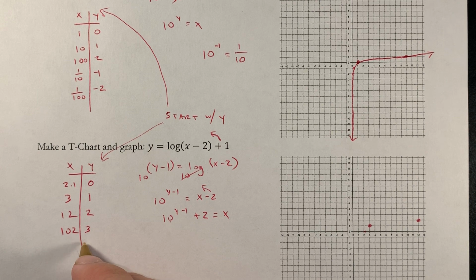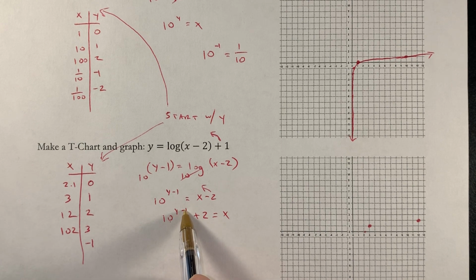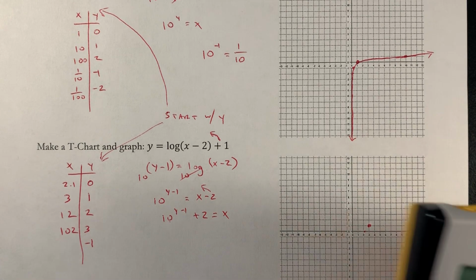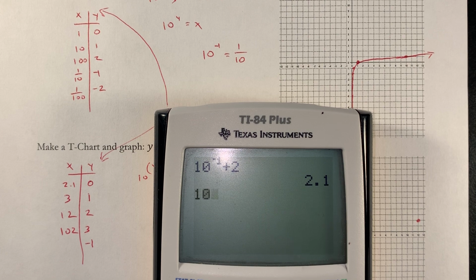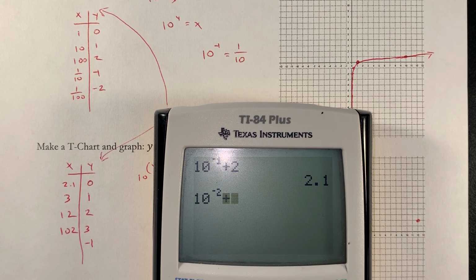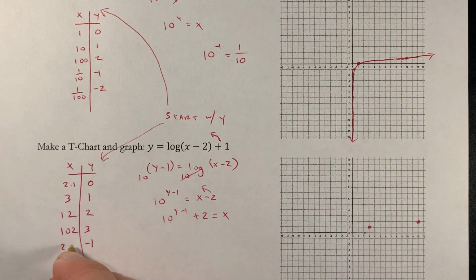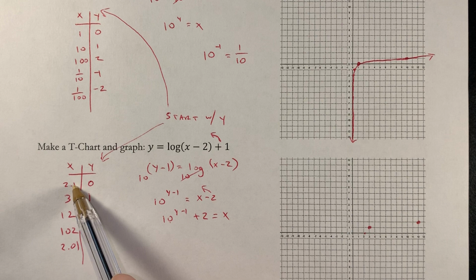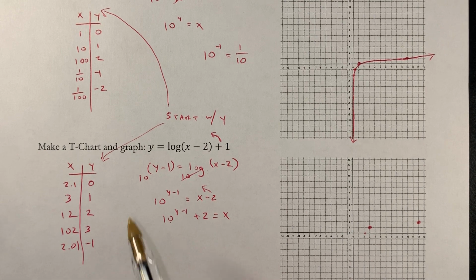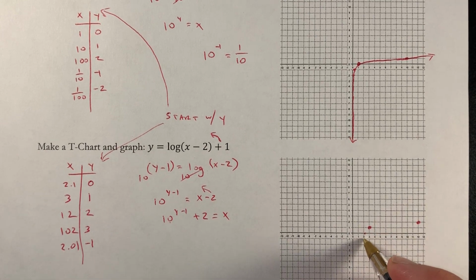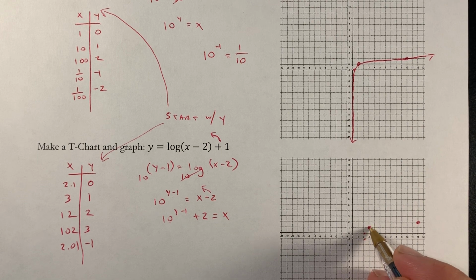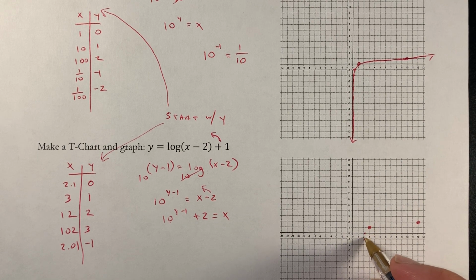We'll put in a negative 1. Okay, so negative 1 minus 1 is negative 2. So let's type that in the calculator. 10 to the negative 2 power plus 2, and we get 2.01. Okay, so we had 2.10, and then 2.01, negative 1.